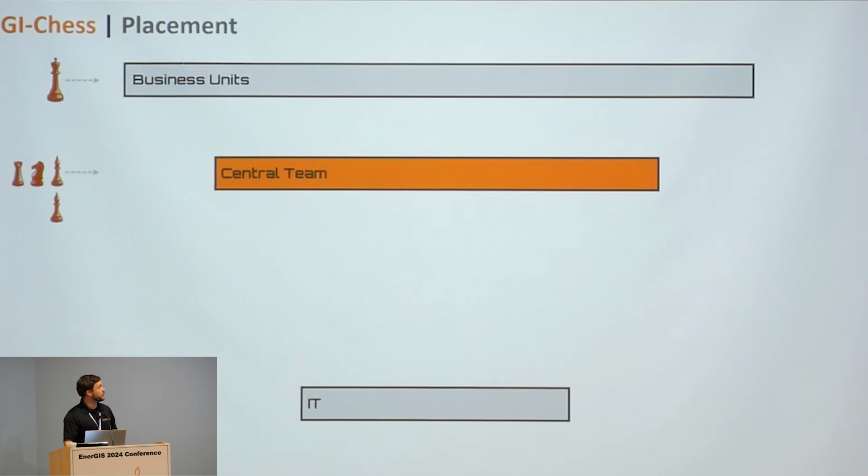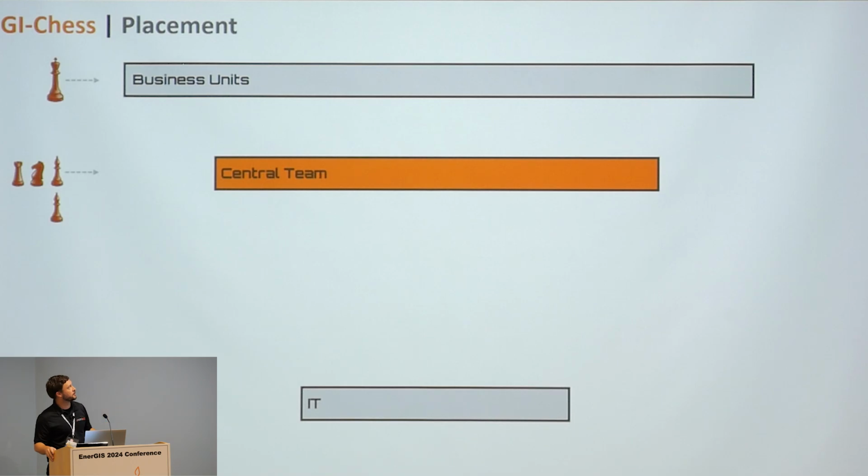Equally important is the placement of these pieces. So the king is the business units. So you're always helping the business units. That's always where your king is. You can see, I believe the central team should be where the rook, the knight, and the bishop stay. And you can see I have 2 bishops there.